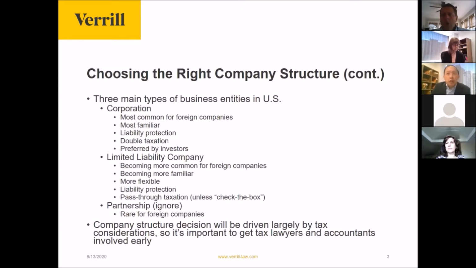There are also other favorable tax consequences to corporations, one of which is that when a foreign corp sells its stock, basically any gain on that stock is considered offshore and not taxed in the U.S. That's a pretty big plus.